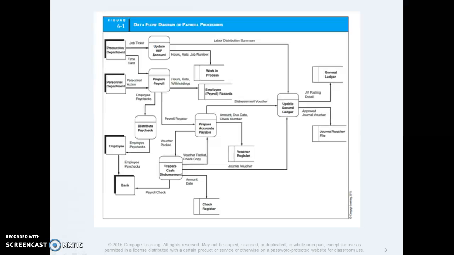So here's an example of a data flow diagram of the payroll procedures. Remember, like the WIP, that's the work in process. See if there's anything else that looks familiar. So just kind of look through and go through this data flow diagram.